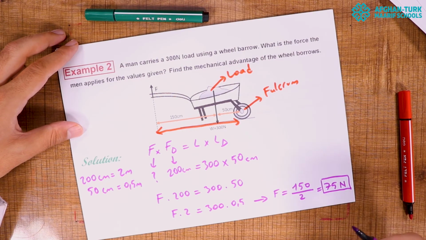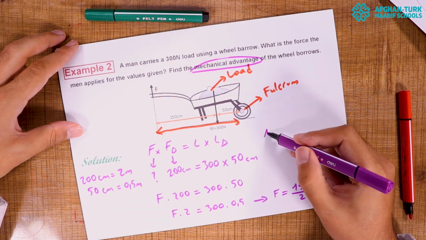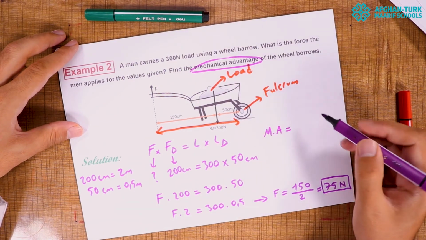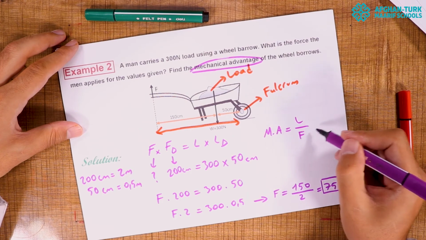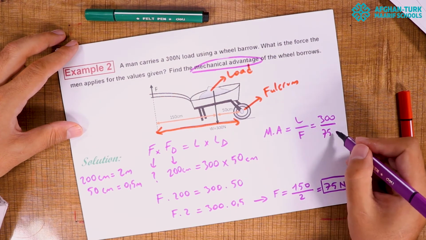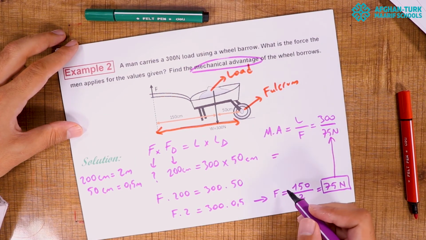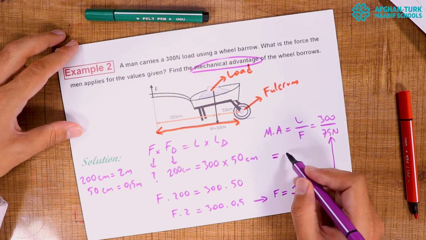So what is the mechanical advantage here? The formula of mechanical advantage was load divided by force, and load was 300 Newton. So my mechanical advantage is equal to 4.